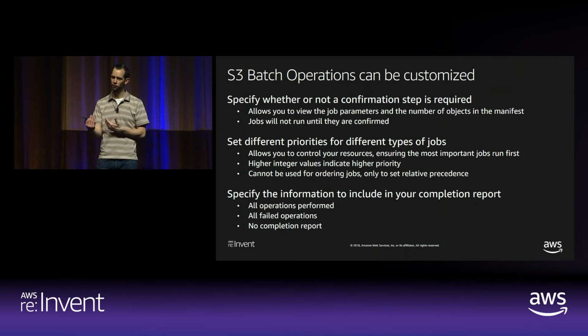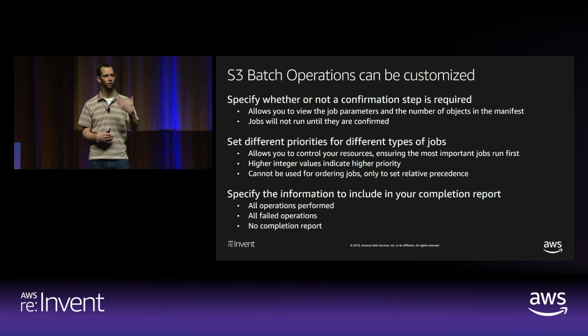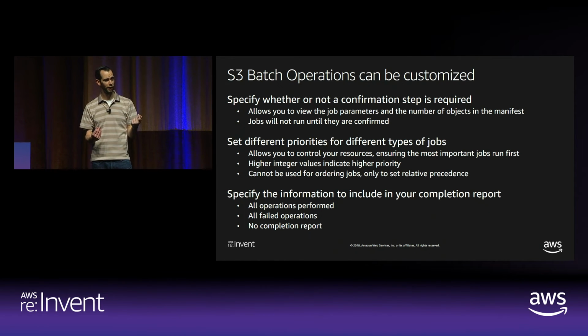And then it's optional for you to specify confirmation required or not. Through the console, we're going to default this to on. So for any job created through the console, you will have to go back later on, view the ones that are awaiting confirmation, and then click them when they're ready to go.